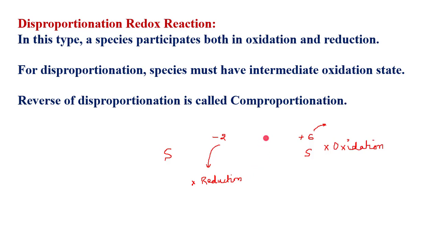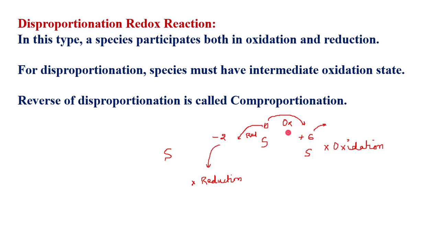But if sulfur has some oxidation state such as 0, or +2, or +4, right, an intermediate, neither fully reduced nor fully oxidized, then what happens is it can increase its charge from 0 to a maximum of +6 and undergo oxidation. At the same time, it can reduce its charge to -2 and undergo reduction. So both possibilities arise.